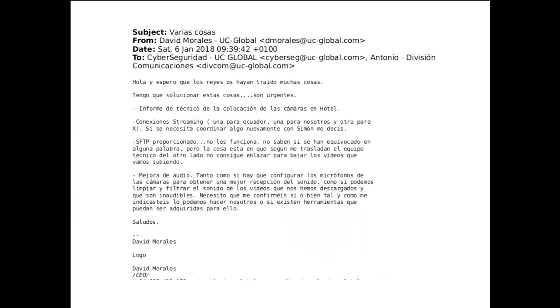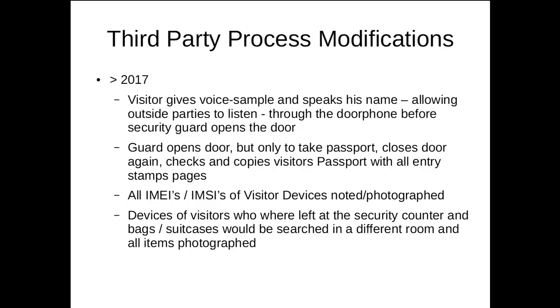This is the one email I have there, I don't even speak Spanish, where he clearly speaks about the access to the video stream, one for the Ecuadorians, one for themselves, and one for Party X. So Party X is how he referred to the American intelligence he worked for as well.